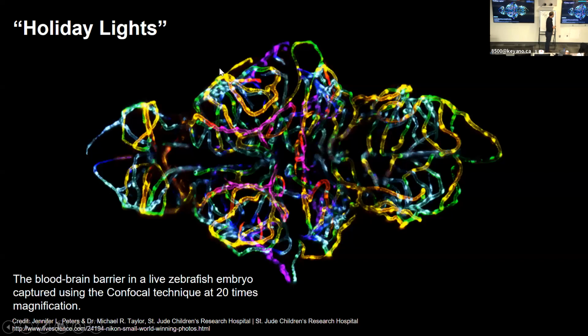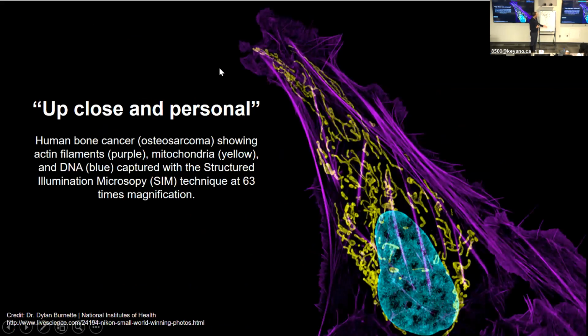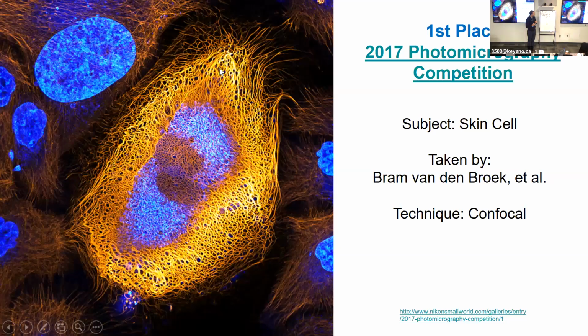This one here is some sort of a blood-brain barrier in a zebrafish. Some very, very fascinating pictures. This one here is one of my favorites, up close and personal. I like the name of it. You can see the nucleus right there in the front. Those yellow things are mitochondria, and the purple is some cytoskeletal structures. So very, very cool.